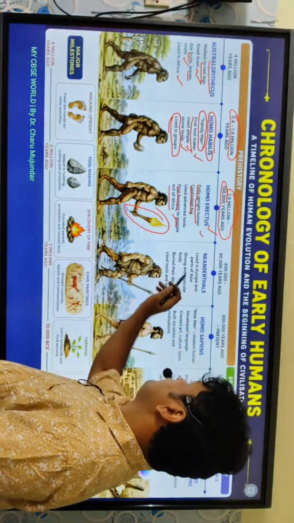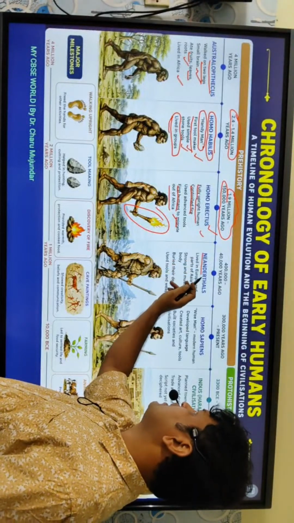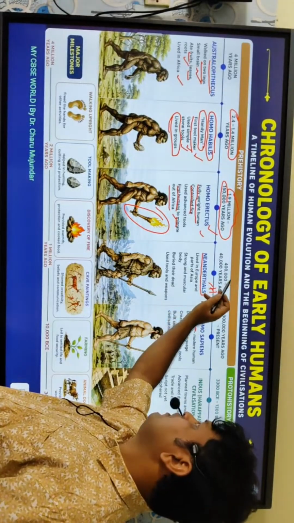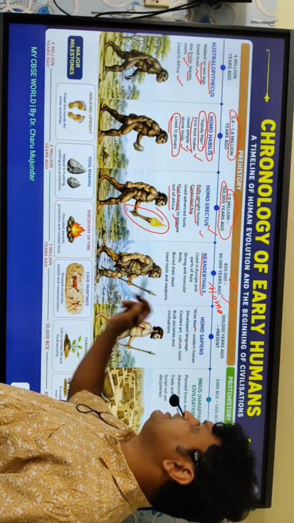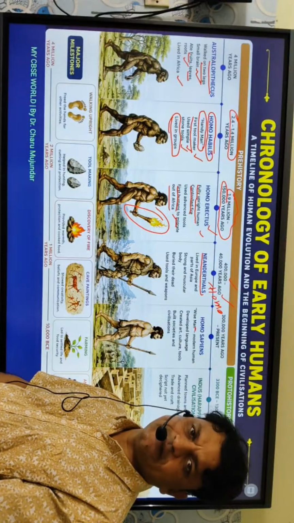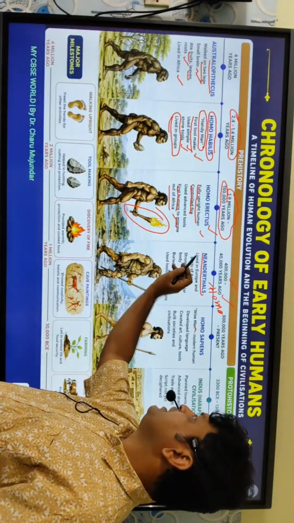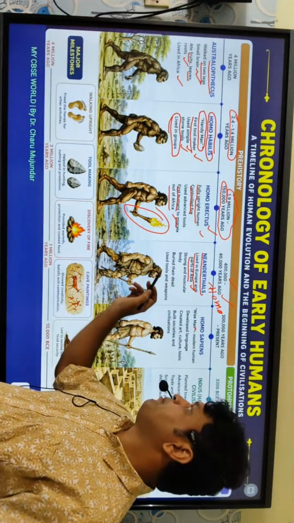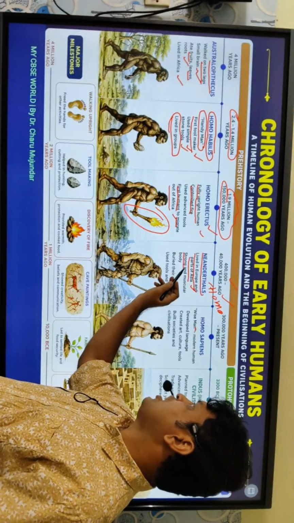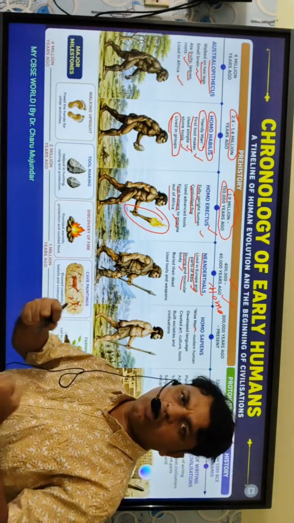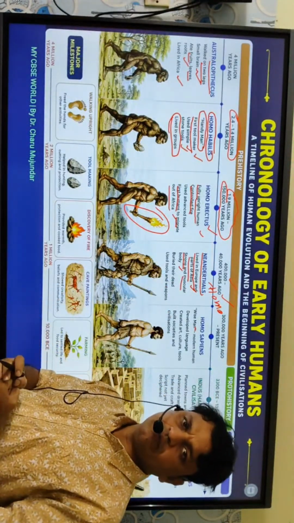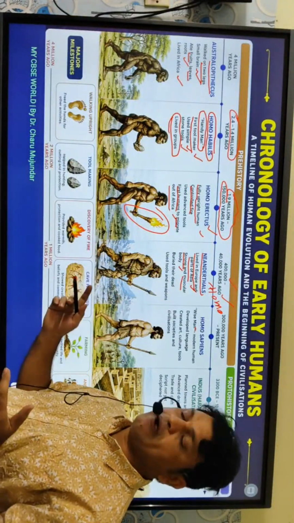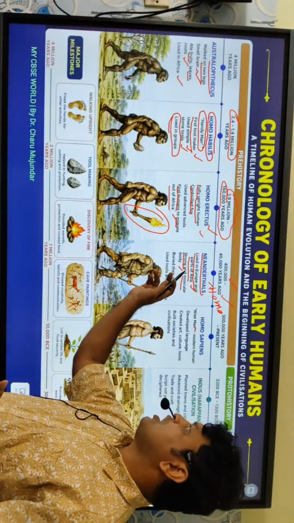Then we have Homo neanderthal, from 4 lakh years to 40,000 years ago. They are our immediate ancestors, our forefathers. They lived in Europe and parts of Asia, and they had a very strong and muscular body.